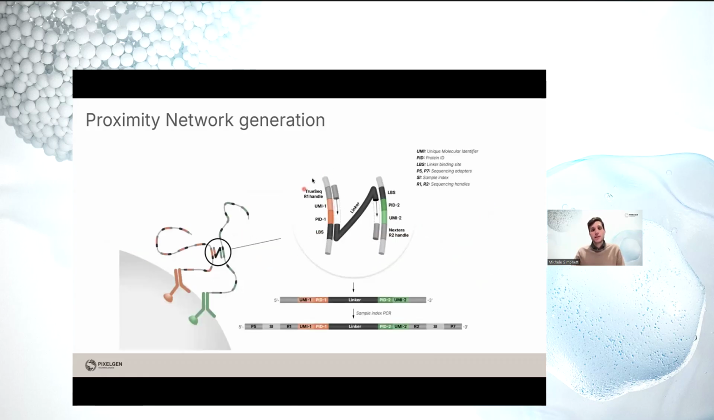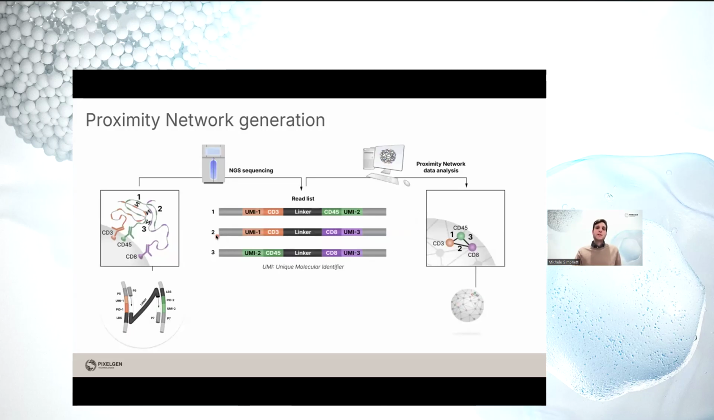And this is what happens in detail in the last step. To the left is the rolling circle product from one protein, here the orange one. To the right, another protein, the green one. As you can see, we have a first sequencing handle. We then copy the information from rolling circle product one. We have the linker that links the two rolling circle products in close proximity, and then we copy the information from the other protein, and we finish with another sequencing handle. So this is how the final amplicon looks. We then perform sample indexing PCR to add sequencing adapters, and then the sample is ready for Illumina sequencing.